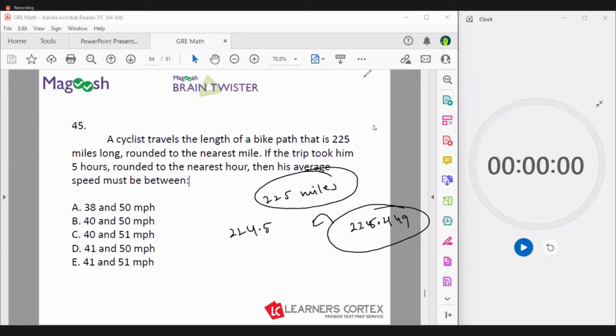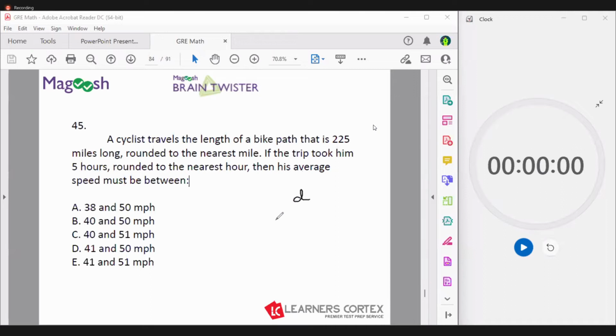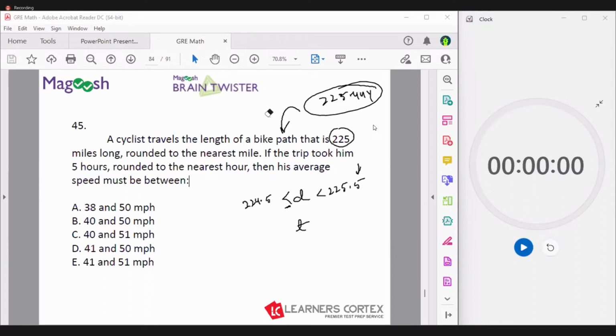So instead of doing it like this, what we can say, let the distance be d and let the time be t. So the distance will be greater than or equal to 224.5, and it will be less than 225.5. Now here, instead of taking 225.4, why have I written 225.5? Because even the distance 225.444, this particular distance will also be considered as 225. It will be rounded down to 225.